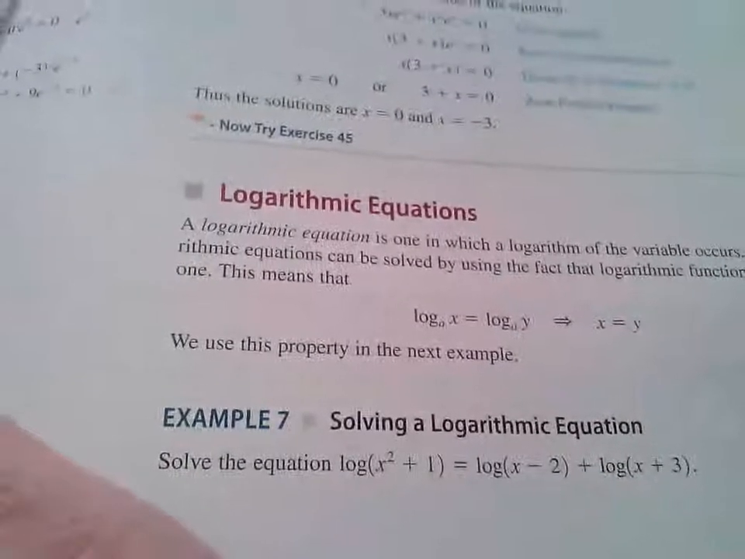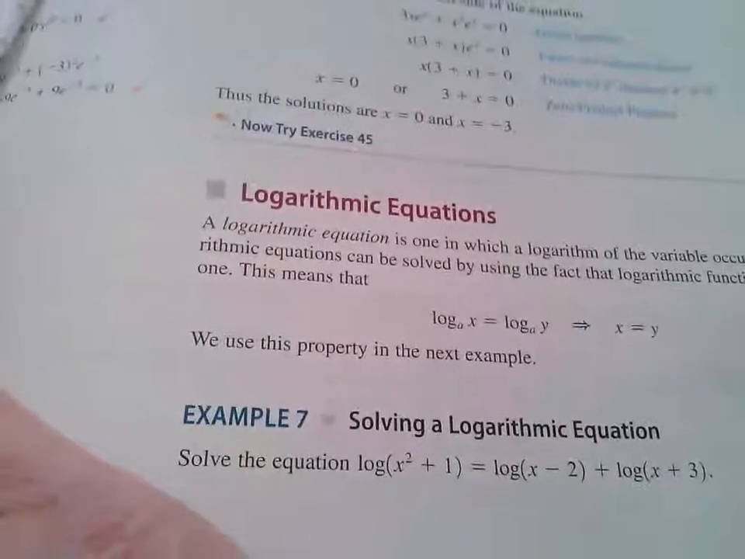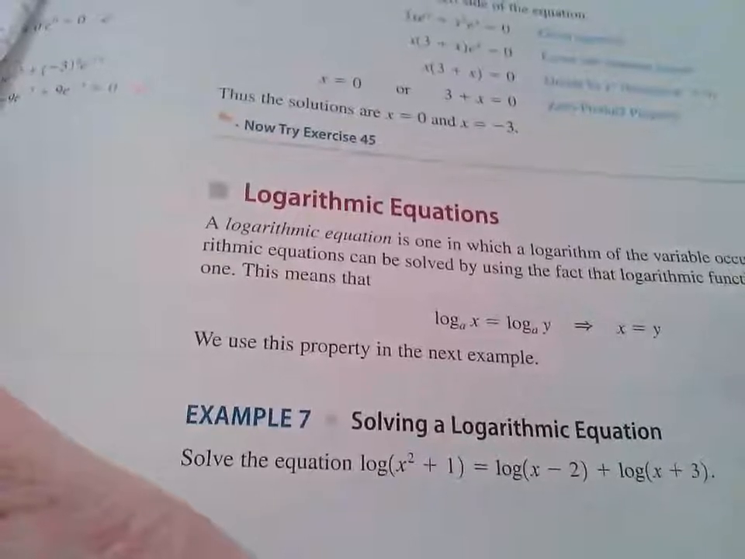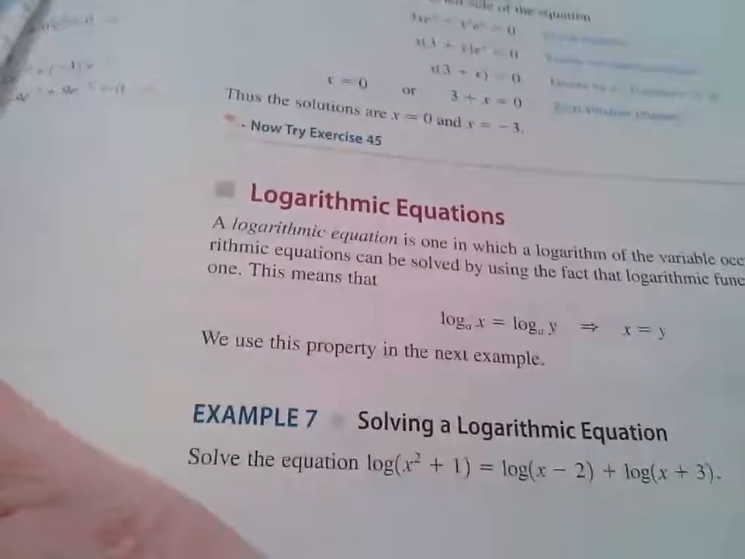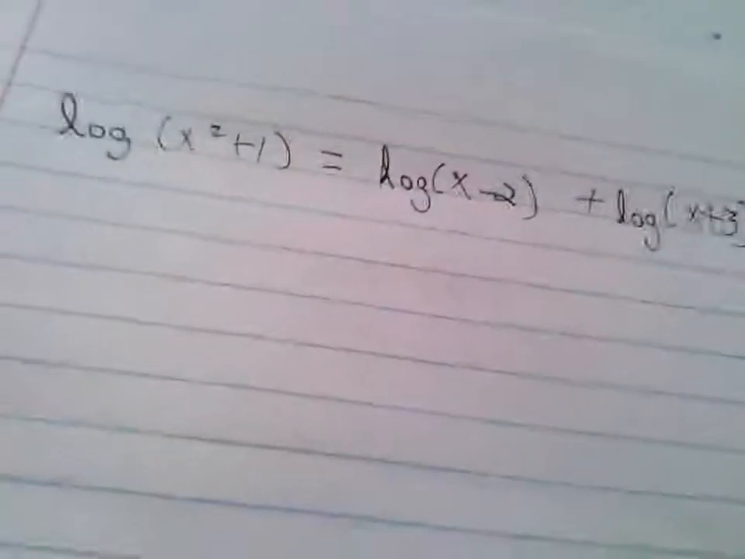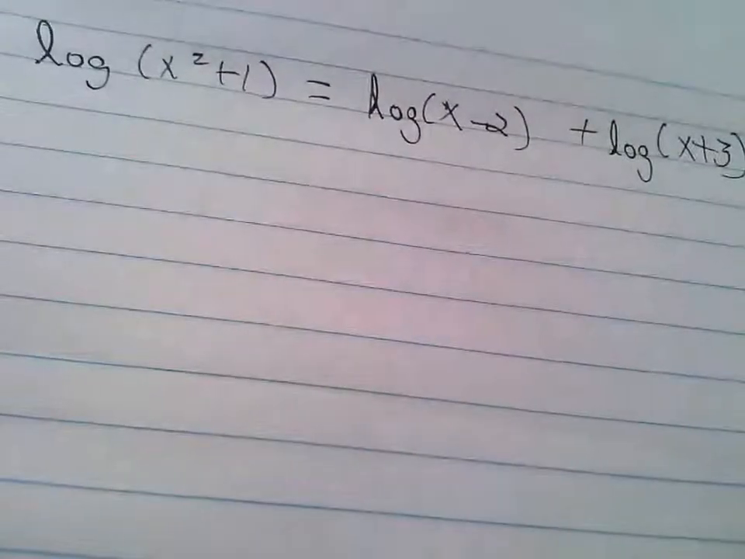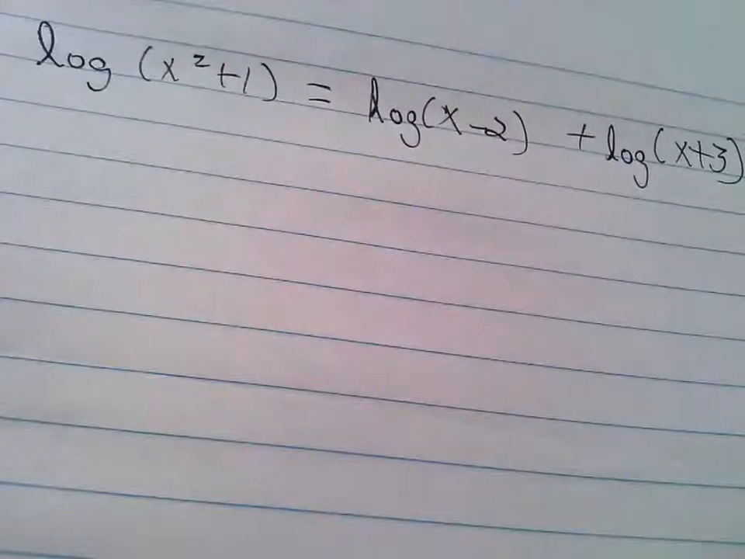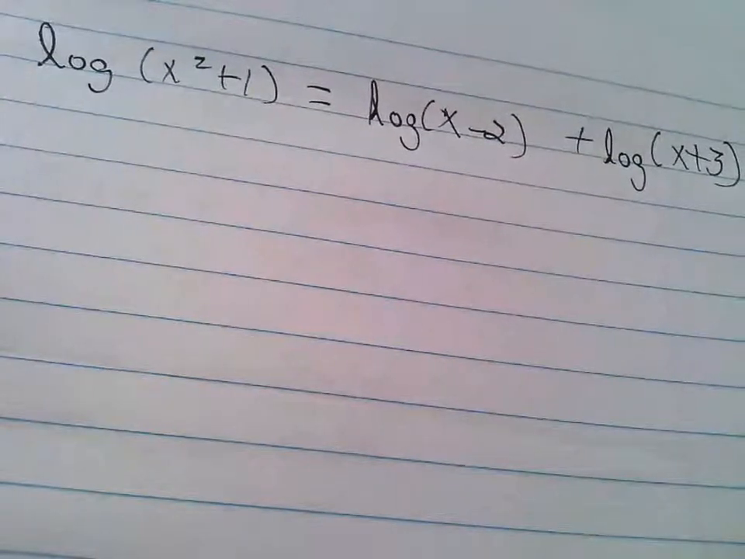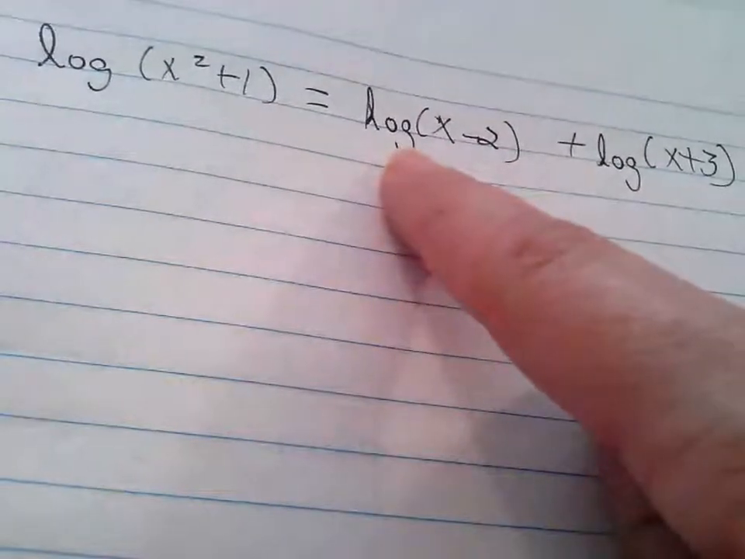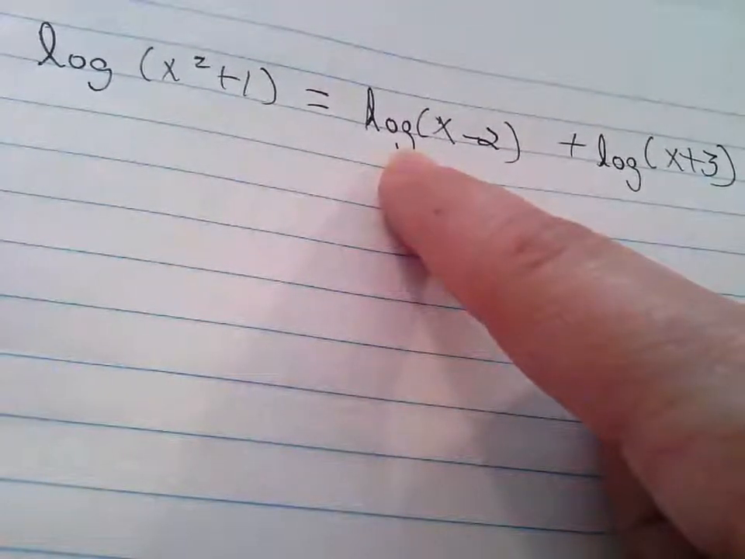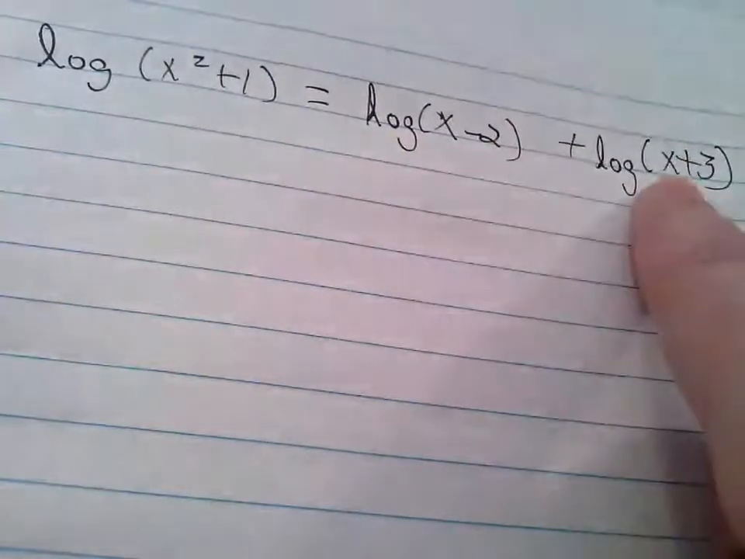I've got log of x squared plus 1 equals log of x minus 2 plus log of x plus 3. Okay, so this is what I have, and it looks really, really ugly. It looks long and huge and very involved, but it's not. So the first thing I want to do is write this side with one log. And you'll notice these are common logs, so a calculator can be used if you need one. I want to rewrite these as one log.